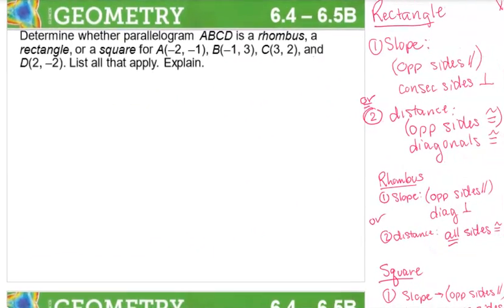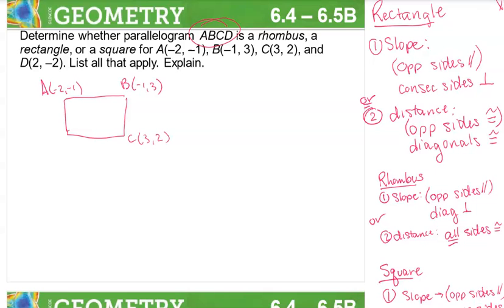We have these sides of this shape. I know that this one is correct with the order that it's written there, so I'm going to just draw my shape. I don't know what it really looks like. So A is at -2, -1. B is at -1, 3. C is at 3, 2. And D is at 2, negative 2. So first thing, let's prove if this is a rectangle or not. We're just going to use the slope on this one.